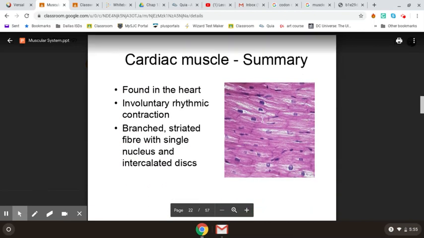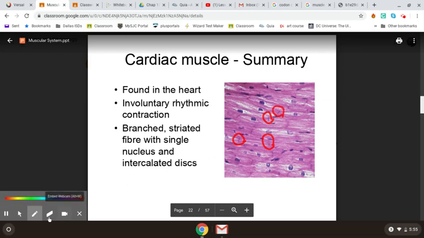Here is a picture of cardiac muscle under a microscope, and you can see the intercalated discs. Here's an example of one. Here's an intercalated disc. Here's another one. Here's another one. You see them all over the place. And you see them branching too.